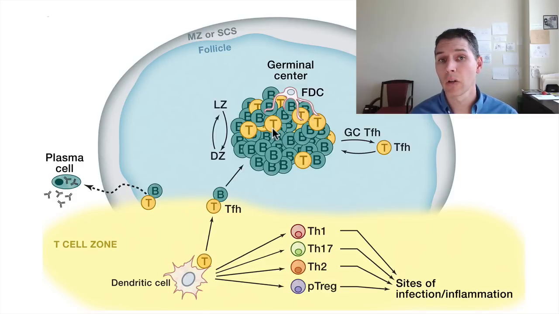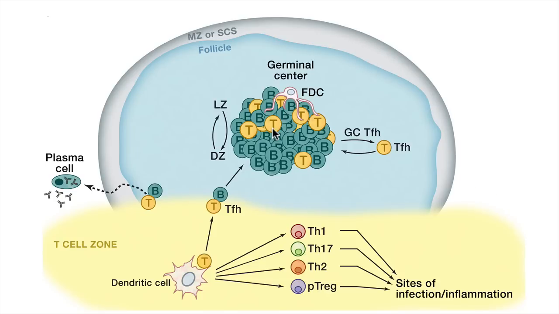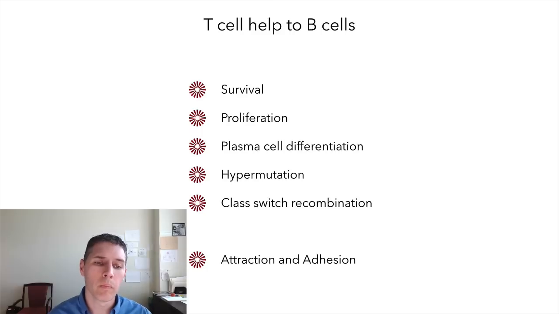However, migration alone is not sufficient to explain the functionality of TFH cells. Being in the right place at the right time is part of their biology. But TFH cells also provide specific signals to B cells, and we'll focus on germinal center B cells, that play roles in the survival, proliferation, and plasma cell differentiation, hypermutation, and class switch recombination, as well as attraction and adhesion.